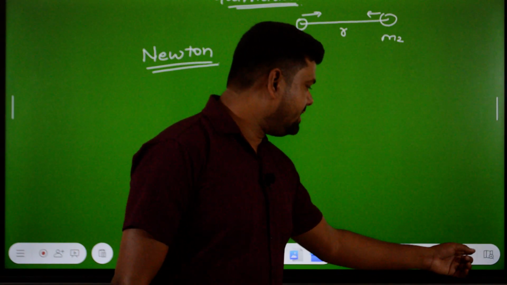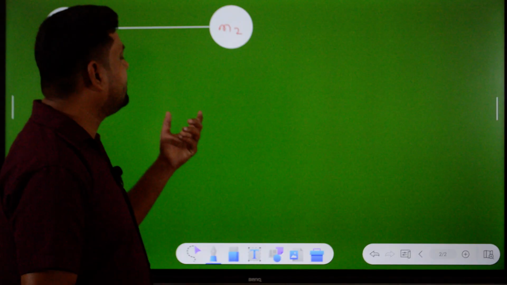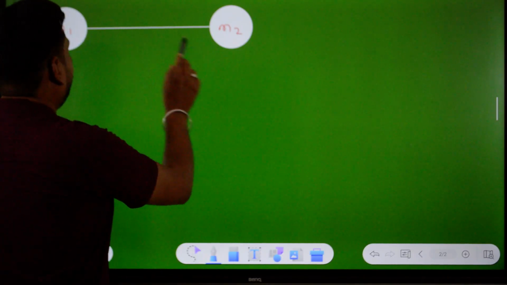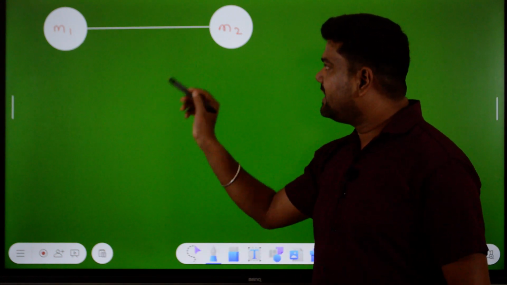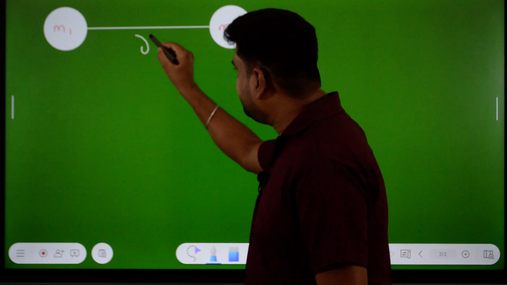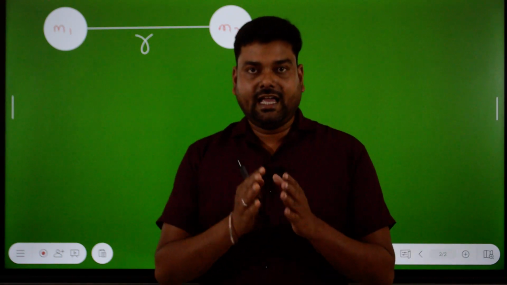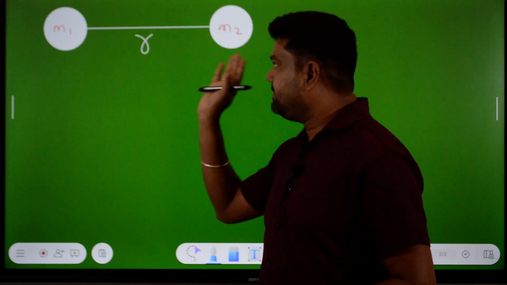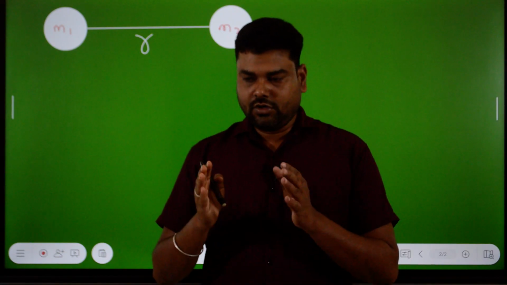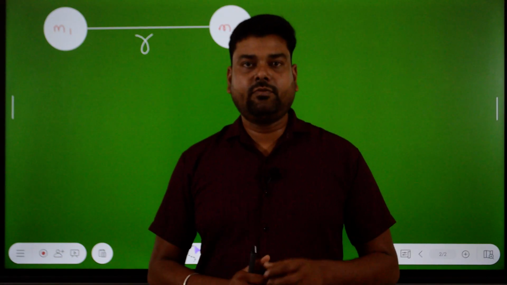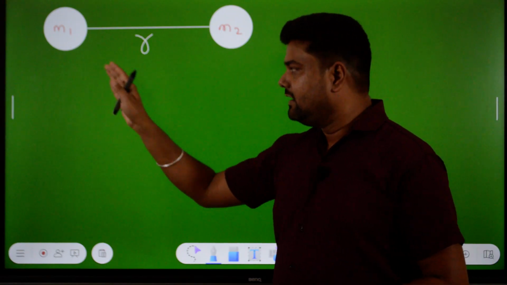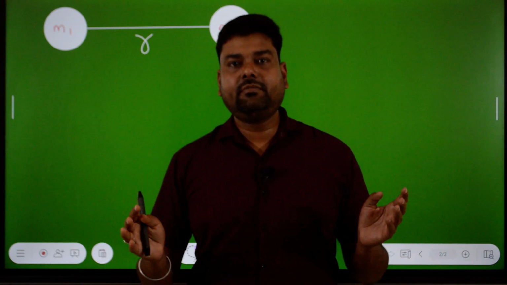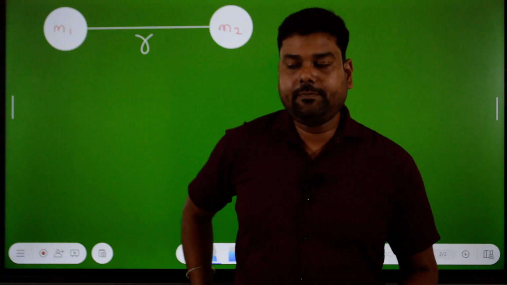So let's go to the derivation of the formula without any delay. I have taken two masses m1 and m2, as you can see here, and these two masses are separated by some distance r. m1 is the first mass, m2 is the second mass and r is the distance. Now how much force is acting between them, we need to figure out. Writing the formula we can do anytime, so let's understand in a practical way.